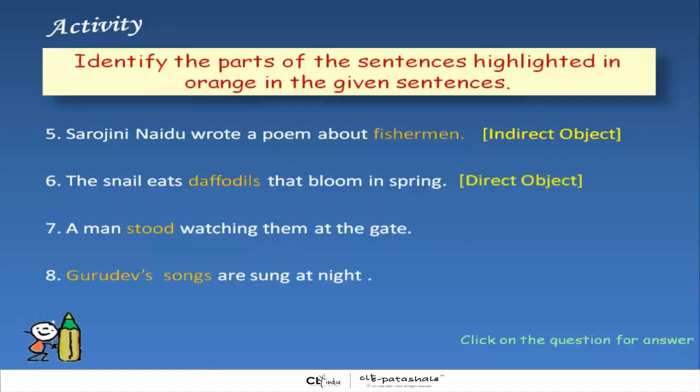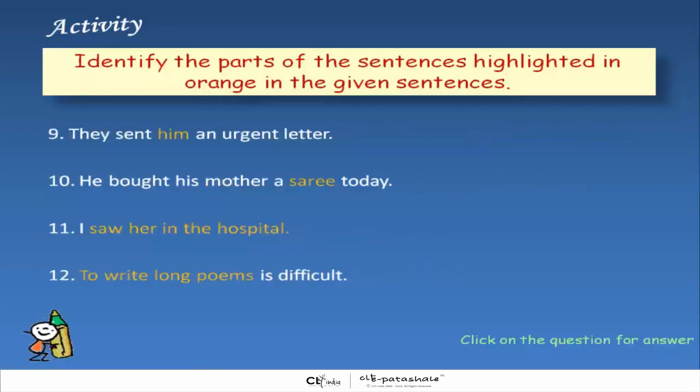A man stood watching them at the game. Stood is a verb. Gurudev's songs are sung at night. Gurudev's songs is the subject. They sent him an urgent letter. Him is an indirect object. He bought his mother a sari today. Sari is the direct object.